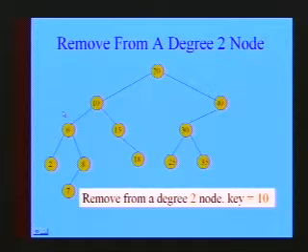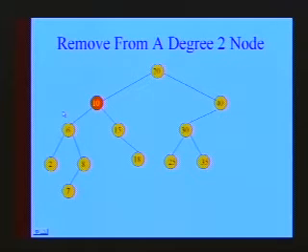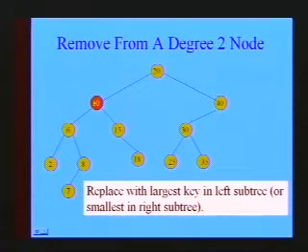So the strategy that you adopt is you find the largest pair, or the pair with the largest key in the left subtree, and in this case that would be the 8, and you move it up here to fill this vacancy. Alternatively, you could find the smallest in the right subtree, in which case that would be the 15, and you could move it up. That would preserve the binary search tree property.